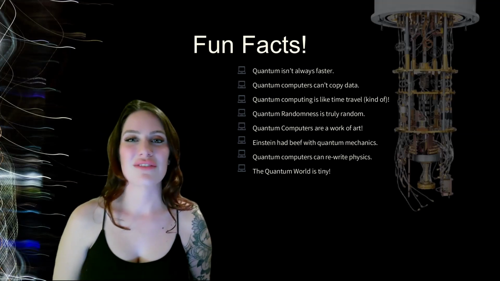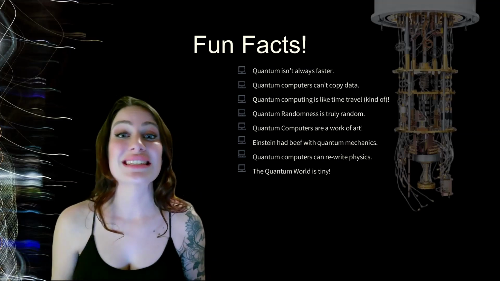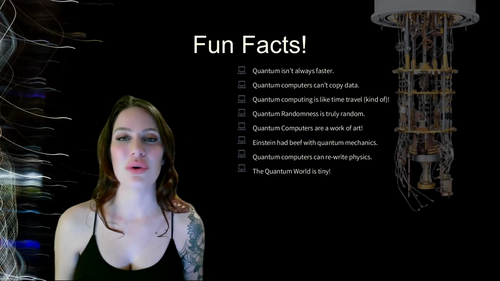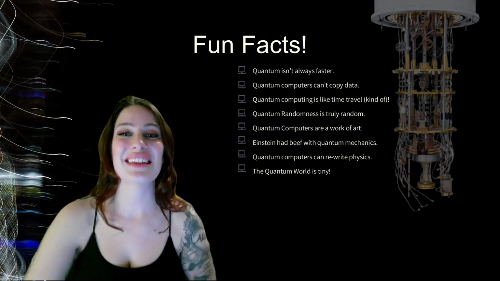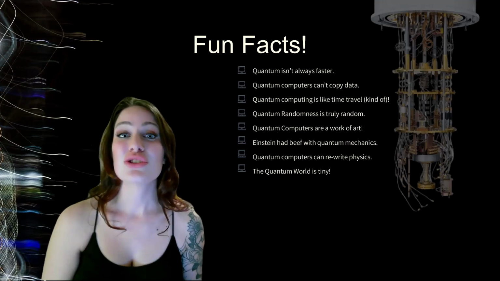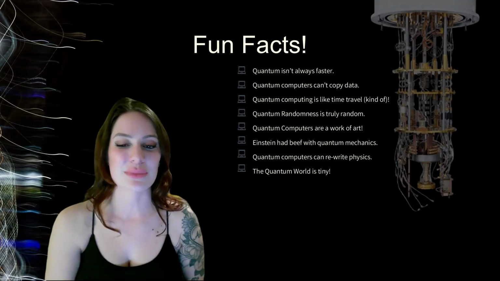Quantum computers can rewrite physics. They're not just for solving problems. Quantum computers can help us discover entirely new laws of physics by simulating systems we've never been able to study before. The quantum world is tiny. Last one. Qubits can be built using particles smaller than atoms. So when you hear quantum computing, it's a big idea, but physically, think really small.